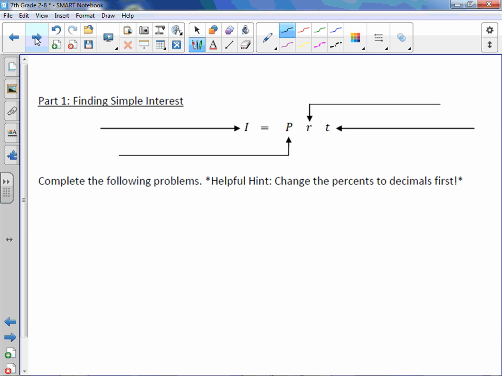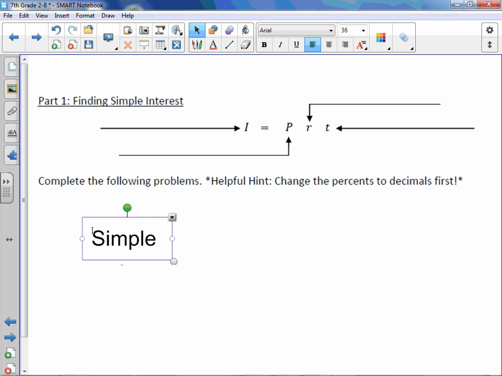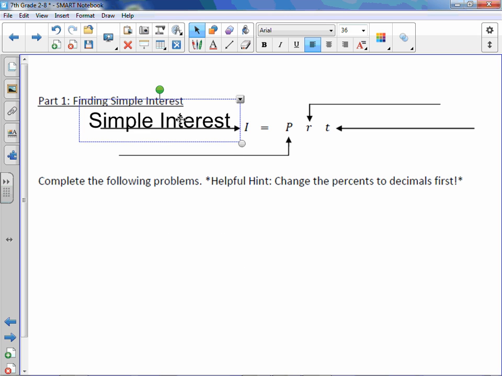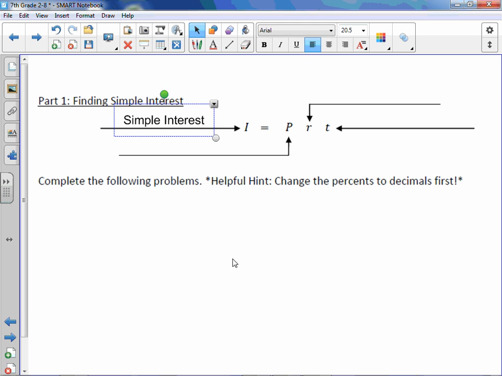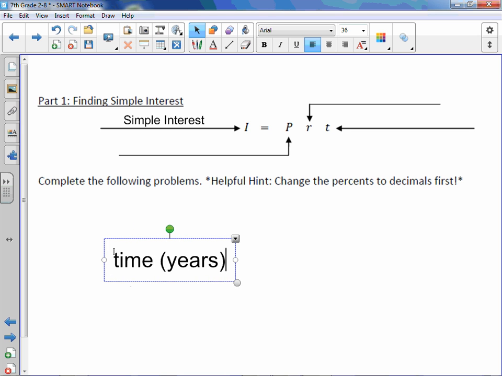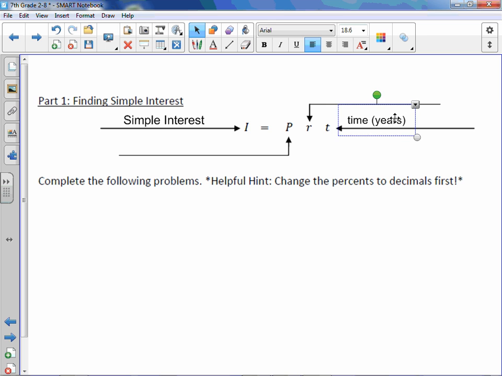Our simple interest formula is I equals PRT. I stands for the simple interest. I for interest. T is another easy one to figure out. This stands for time. The key here is that it has to be written in years.